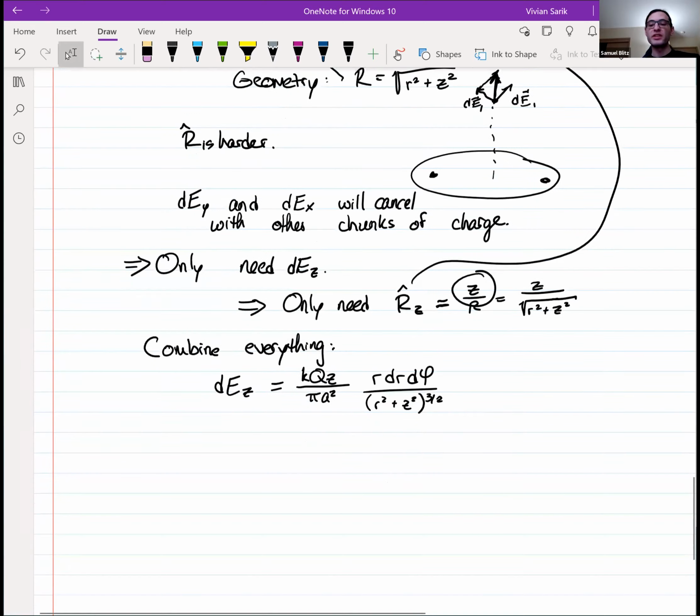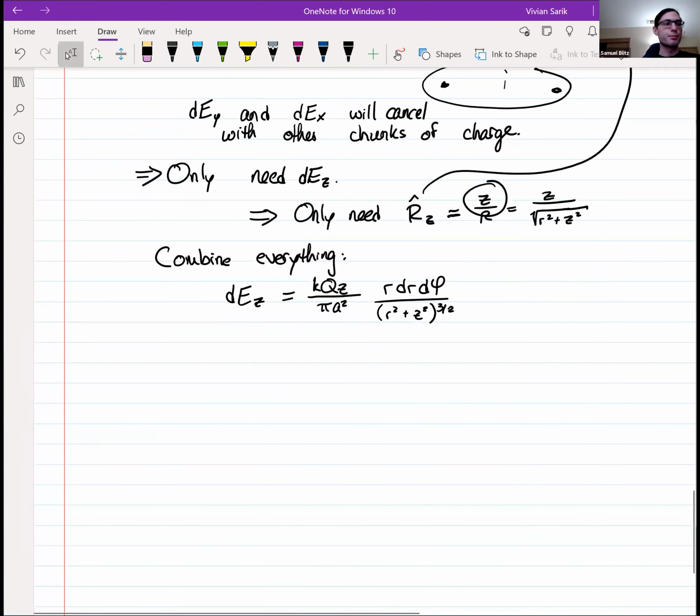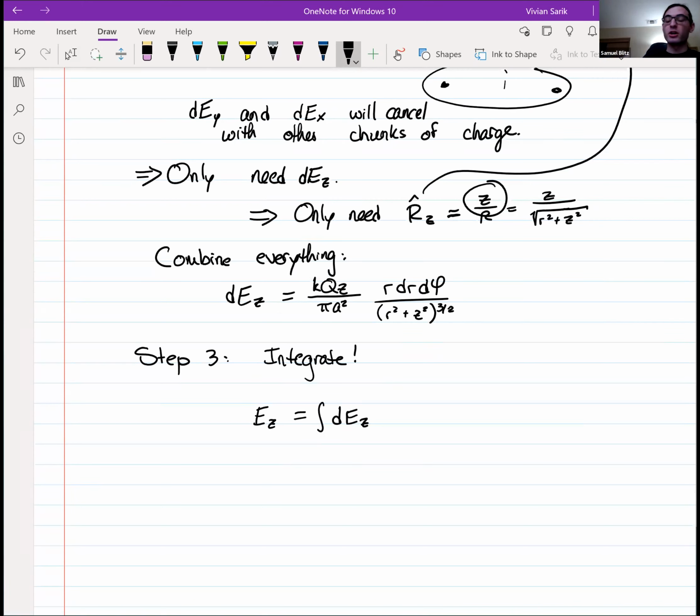And remember, we only need the z component because all of the other components cancel. So that's why we're not even bothering to calculate them. So step 3 then says integrate. So now we just do an integral. So the electric field in the z direction is just an integral of each part of the electric field in the z direction, integrating over the disk.